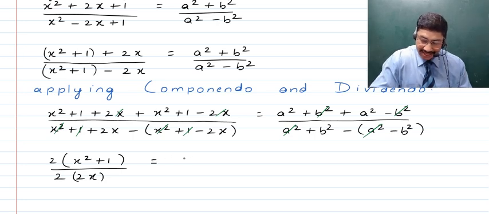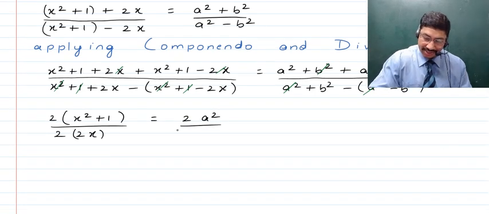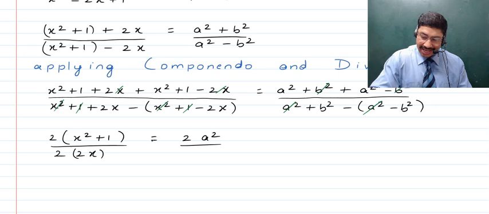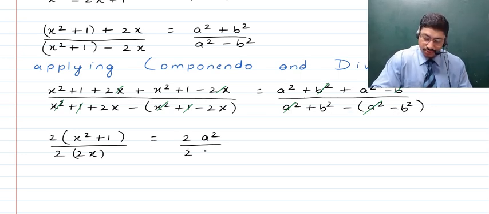On the other side, we will now have here 2a square, as a square gets added up to its like term a square to become 2a square. Then in the denominator, we get b square minus minus plus b square, which becomes equal to 2b square.